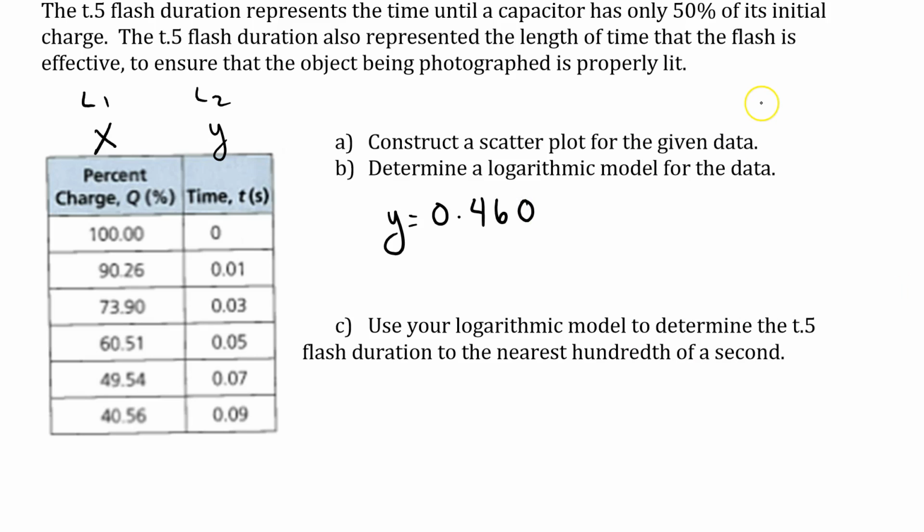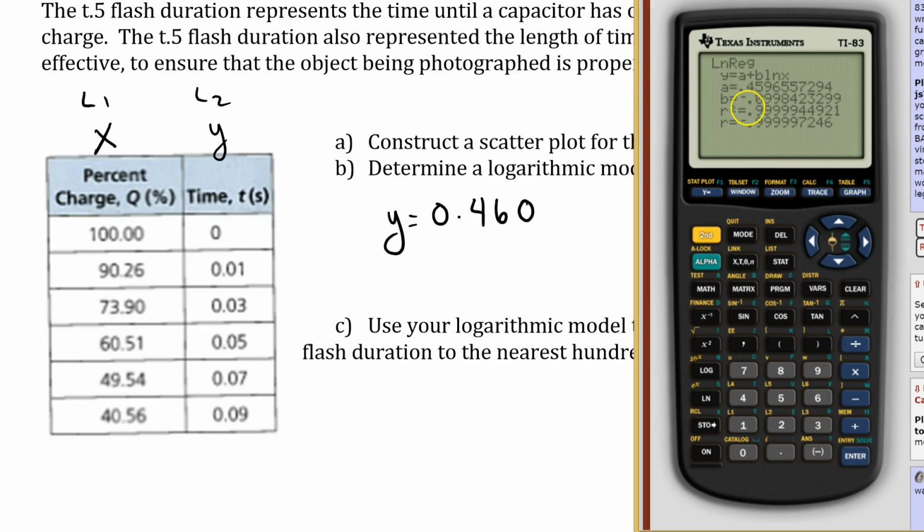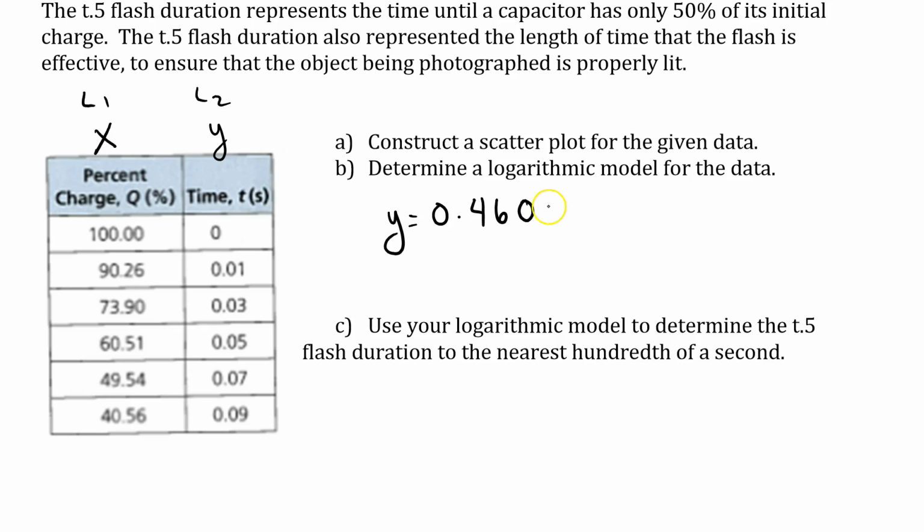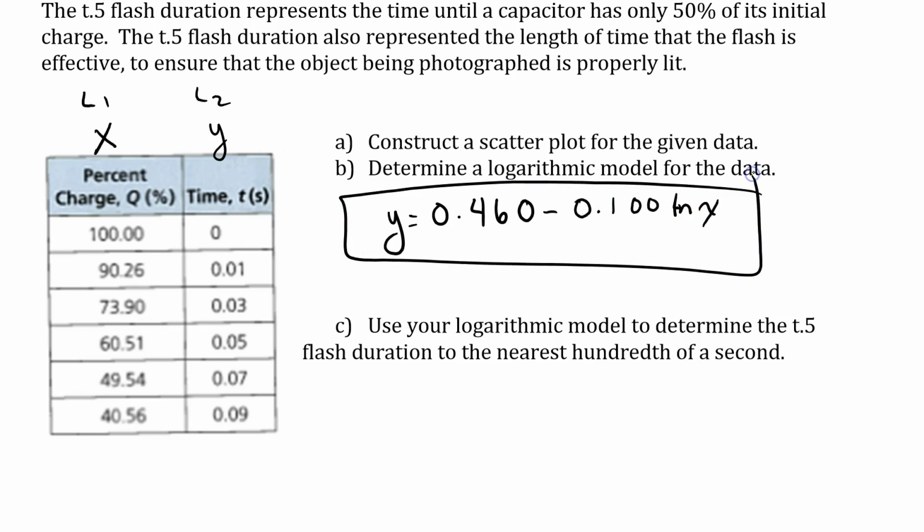So y equals 0.460. And then my second one is going to be negative 0.099, but then we have the 8, which rounds it up. So this is going to be minus 0.100 ln(x). So that is my logarithmic equation.